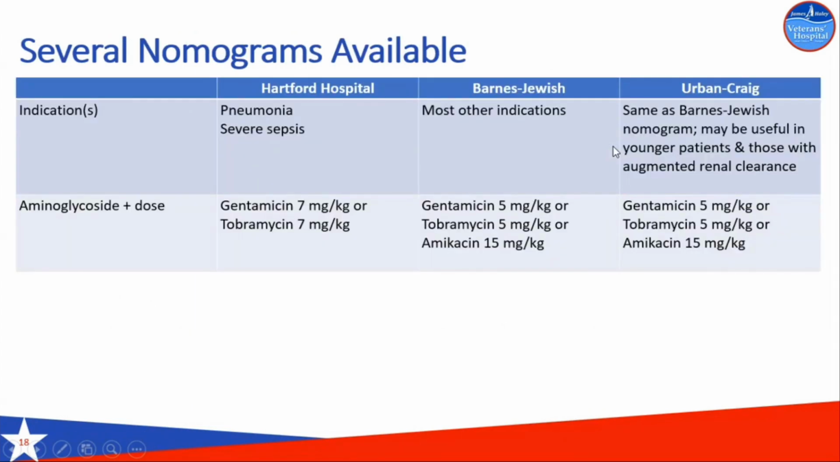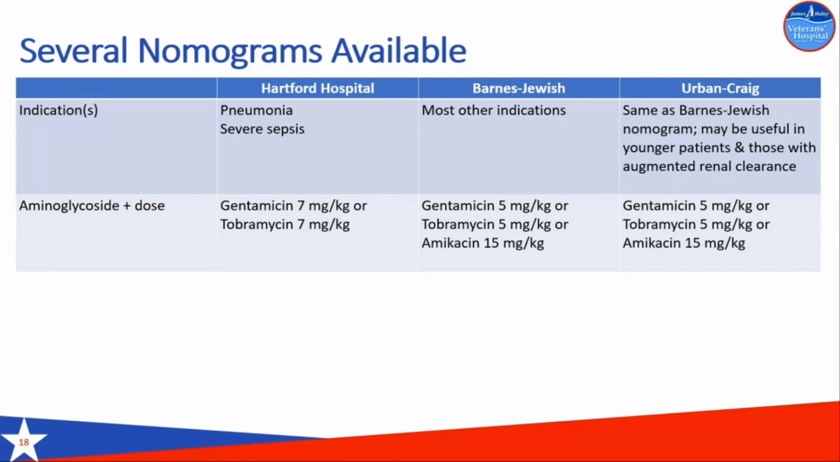So there's a number of nomograms available, and I outlined the 3 major ones on your screen there. We'll go through each, and I'll show an example of what they look like, and we'll go through a sample case together. The Hartford Hospital nomogram, which is that first one that you see, is typically used for pneumonia and severe septic patients. And you'll use 7 mg per kg of either gentamicin or tobramycin in this case.